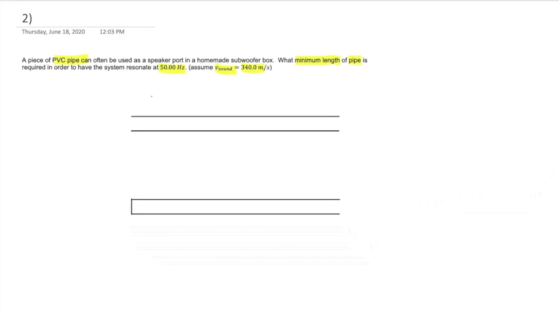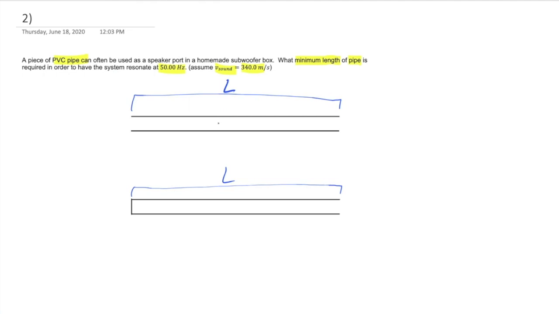So first of all, we have to decide which configuration, because we want the minimum length. Now, here's the thing. The lower the frequency, the longer the wavelength. So lower frequency, longer wavelength. Higher frequency, shorter wavelength. So in other words, we want to get the biggest wave in there. So which configuration makes the most amount of sense? Well, we know that the length of the pipe is represented by this. So we want to see which of the two configurations works best.